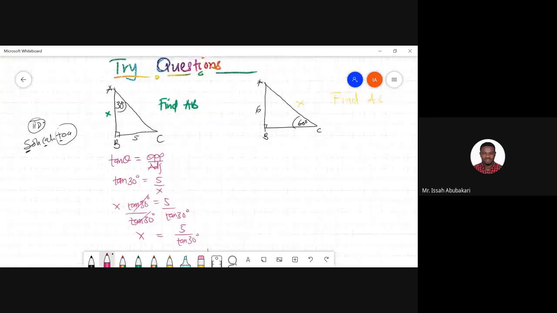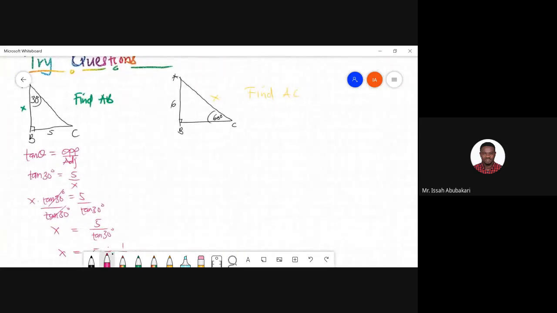Now let's look at question 2. With question 2, you are asked to find AC, and AC happens to be what? Hypotenuse. And the other length given is AB, that is opposite, okay, because it's directly opposite to the angle given. This is 60 degrees, okay? All right. Now, let's write our tip again.